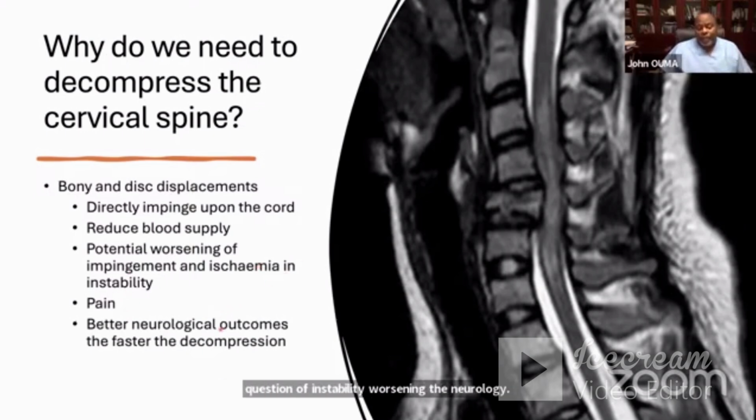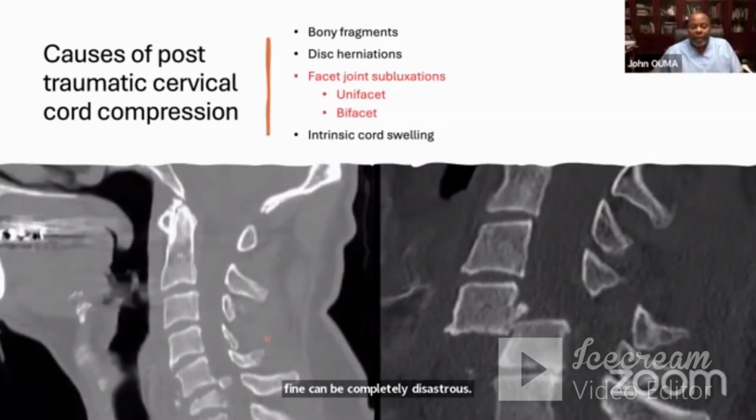But also, the faster we decompress a compressed spine, the better the neurological outcomes. By the same token, with any delay of decompression, we obviously have significant consequences, which in the case of the cervical spine can be completely disastrous. So I think the question of why is not really important.